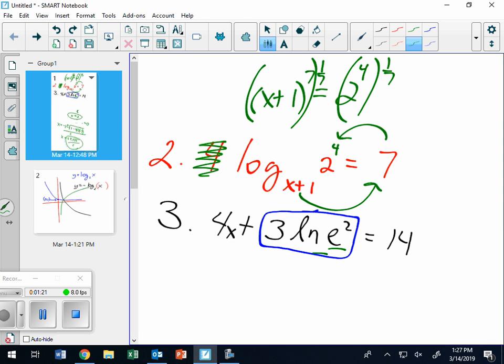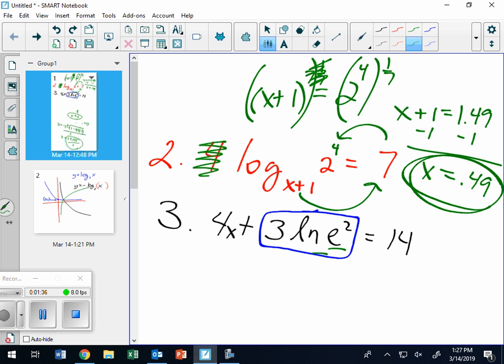And then I would have these cancel, thankfully. X plus 1 equals 2 to the 4th to the 1/7. I have no idea. I think it's 1.49 if I remember correctly. Subtracting 1, x equals 0.49. There we go. All right, on to number 3.